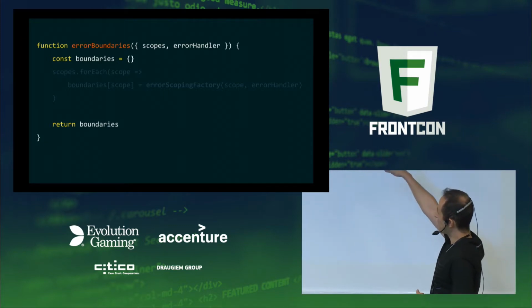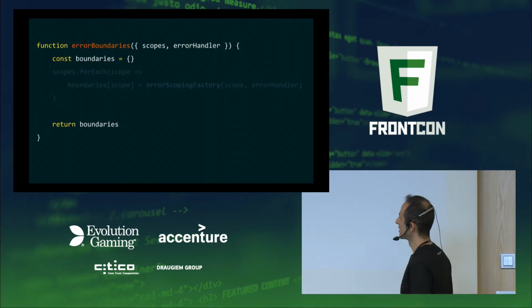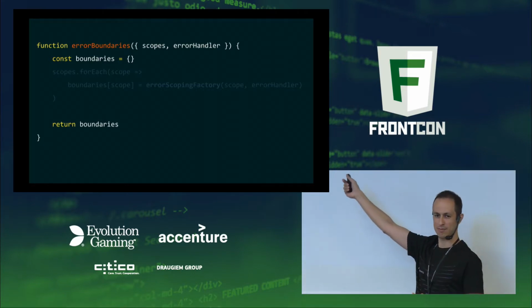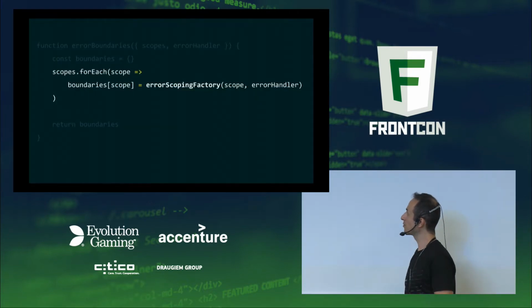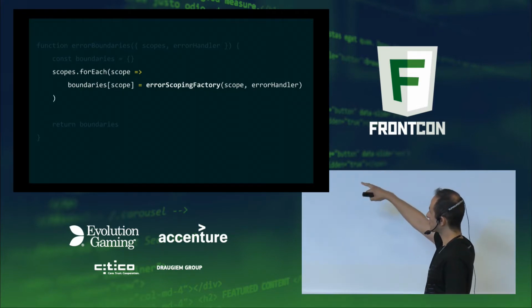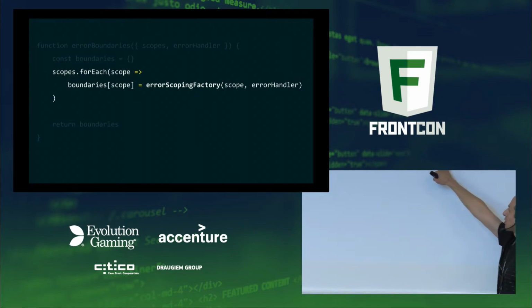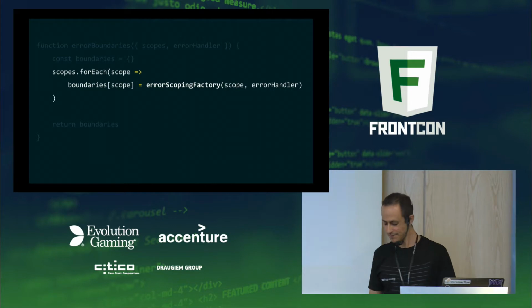The error boundaries function gets a list of scopes and an error handler. What it does is basically build a map of boundaries and return it. The way we build this map is that we iterate over the scopes, and for each scope we add the scope name to the boundary and call the error scoping factory with the scope and with the error handler.